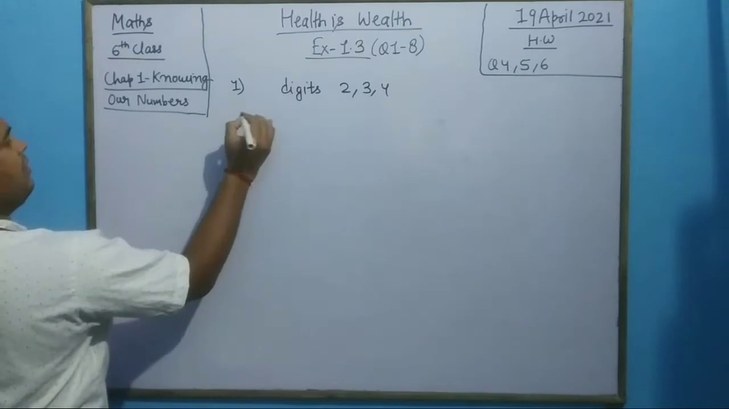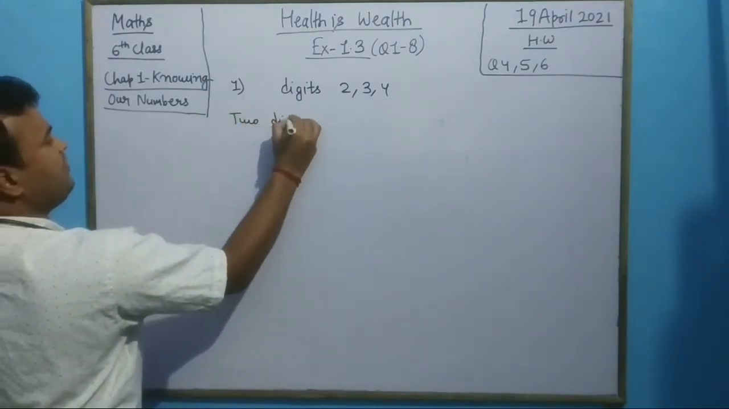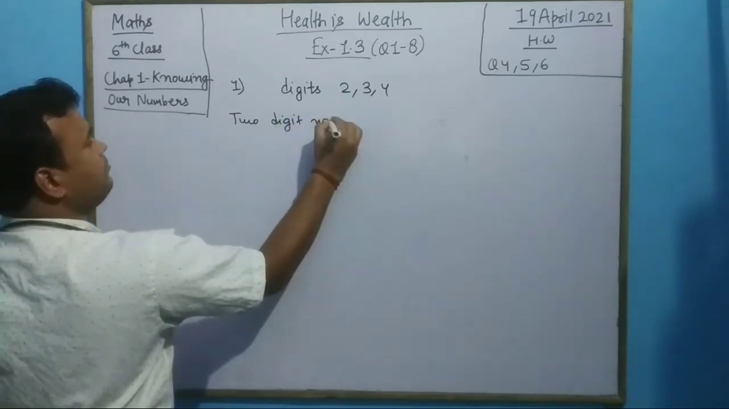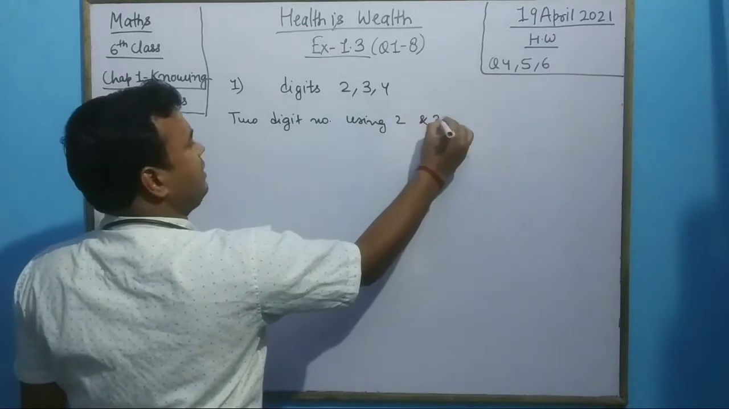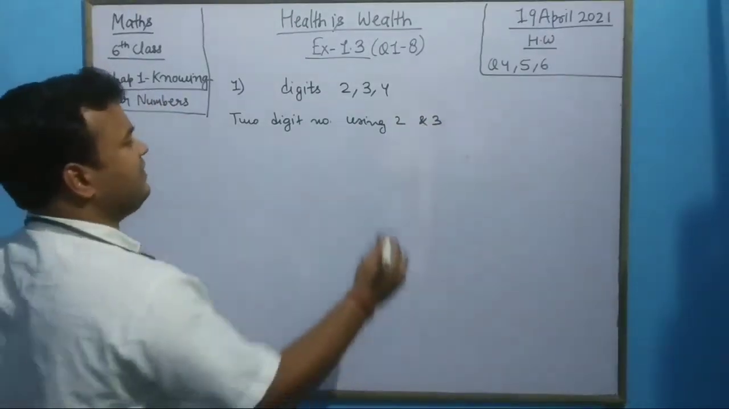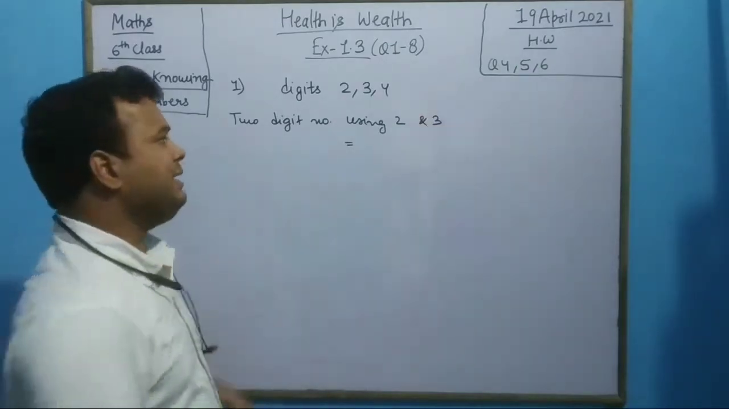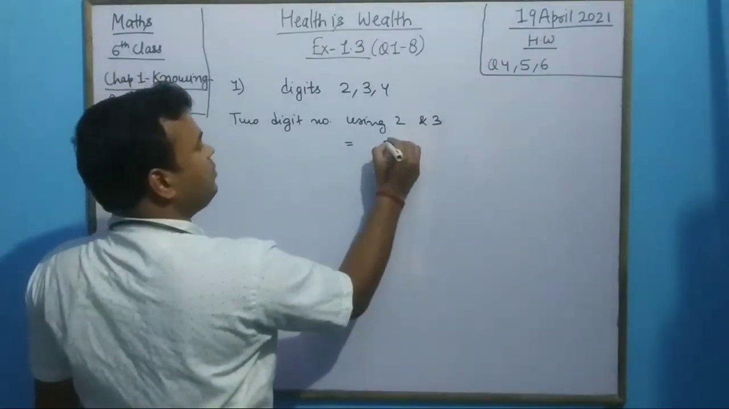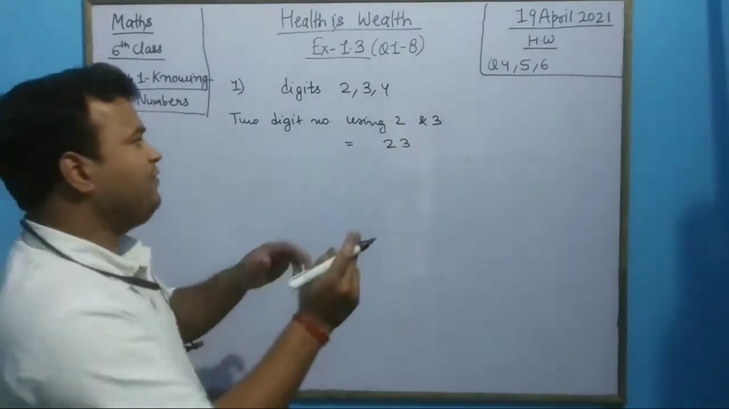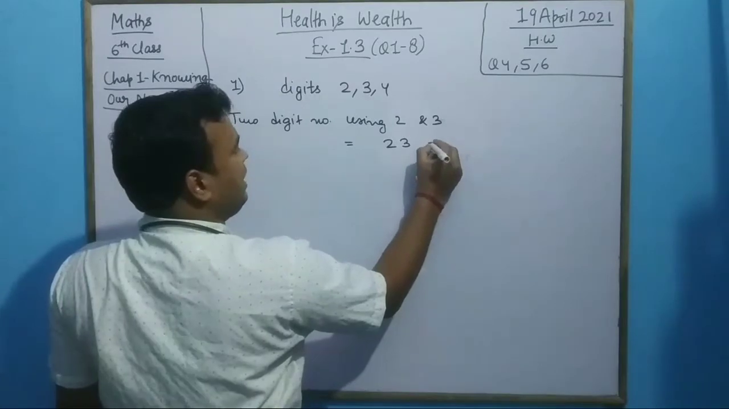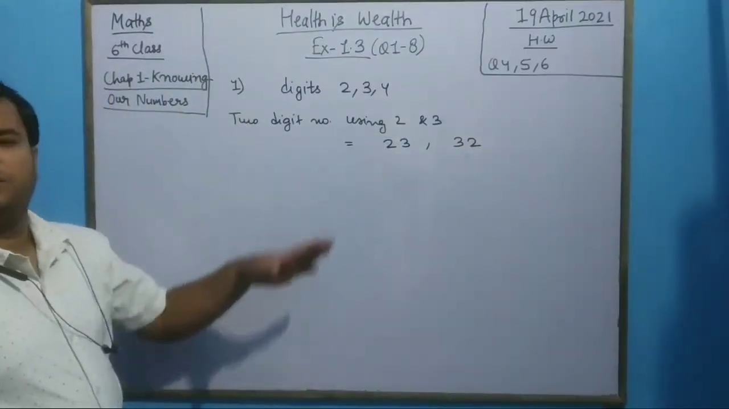Okay, let us take 2-digit numbers using 2 and 3. Okay, we need to take any two numbers at a time. So let us write the 2-digit number using 2 and 3. So the first number will be 23. Okay, now interchange both of them. What will it be? It will be 32. Okay, so these are the only two numbers.